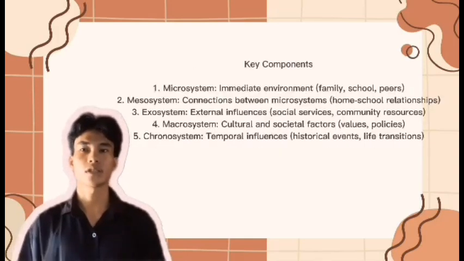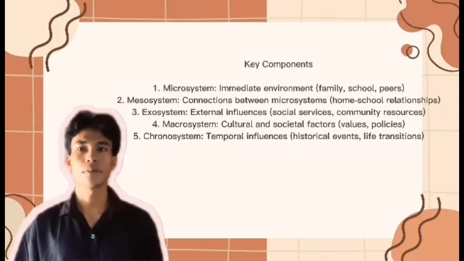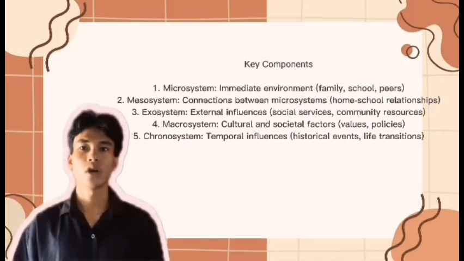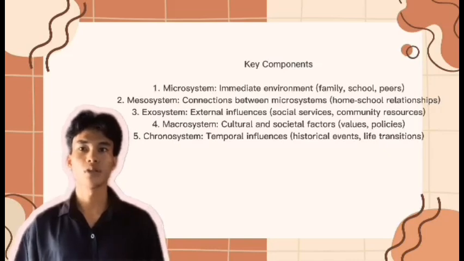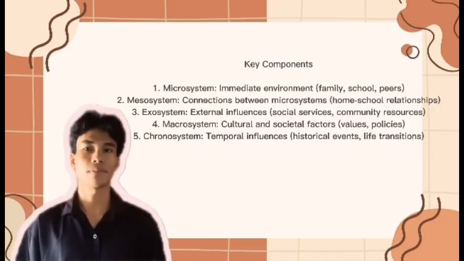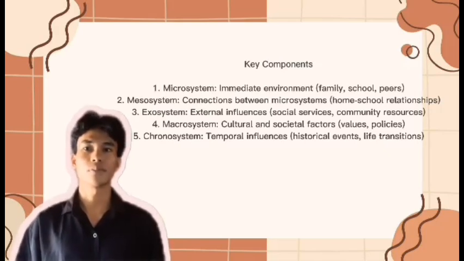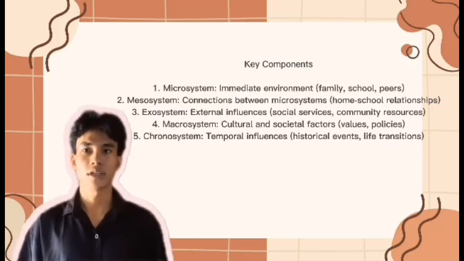We have the key concepts. Number 1, microsystem, the immediate environment with family, school, peers. Number 2, mesosystem, connection between microsystems, like the home-school relationship. Number 3, exosystem, indirect influences, social services, community resources. Number 4, macrosystem, cultural and societal factors with values and policies. The 5th one, chronosystem, temporal influence, historical events, life transitions, and so on.